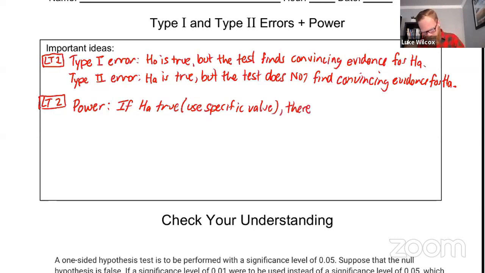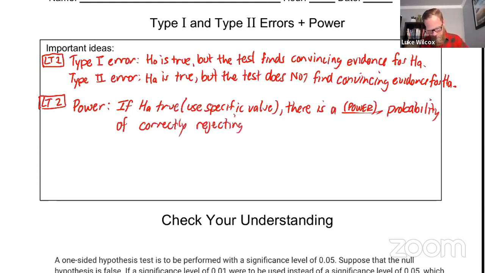There is a, and then this is where you would put whatever your power is. And that is definitely a probability. We want to describe that as a probability of correctly rejecting H null. And what that really means is that we find convincing evidence for HA. So notice there that I am using the word probability, and in fact, it's a conditional probability. The condition comes right up front: given that the alternative is true, it's the probability of correctly rejecting the null hypothesis. That is a conditional probability.